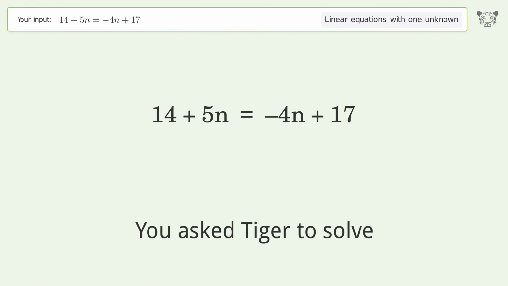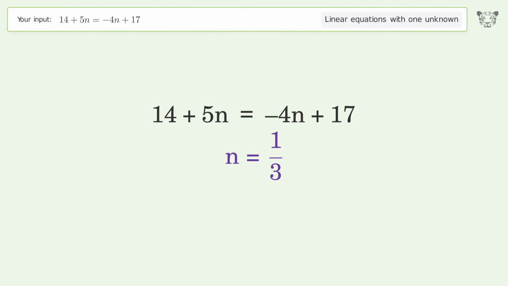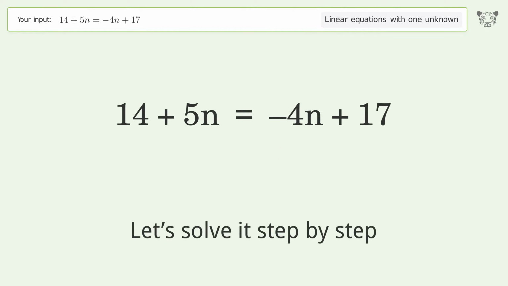You ask Tiger to solve this. This deals with linear equations with one unknown. The final result is n equals 1/3. Let's solve it step by step.